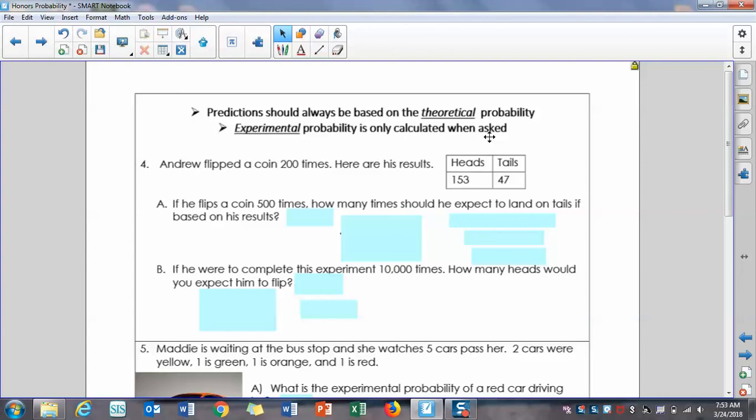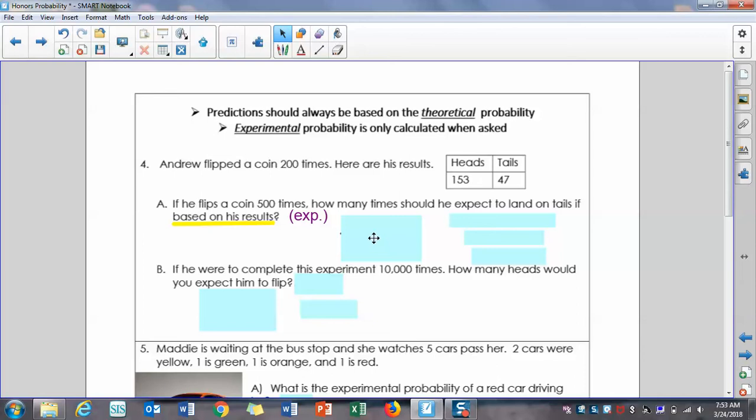So Andrew flipped a coin 200 times. Here are his results. Out of 200 times, it landed on heads 153 and tails 47. So if he flips a coin 500 times, how many times should he expect to land on tails based on his results? Keyword here, based on his results. So right there, that's information that tells us to use experimental. So we want to refer to the table, not to the theory of landing on heads one time and landing on tails one time.